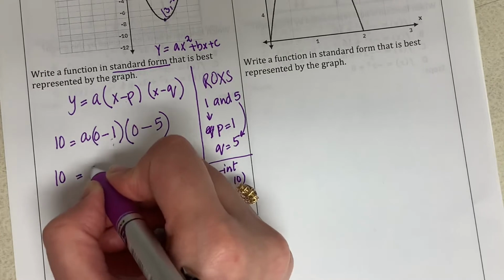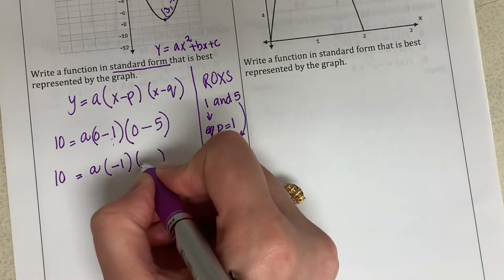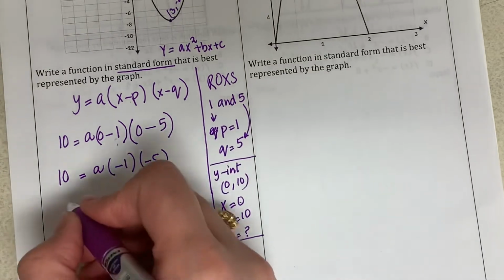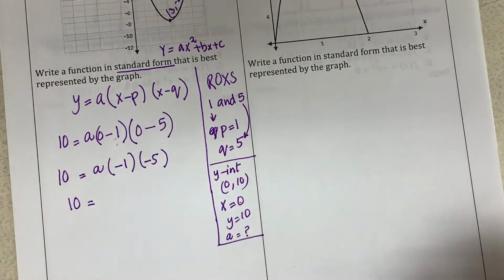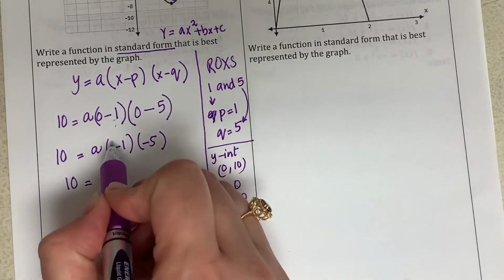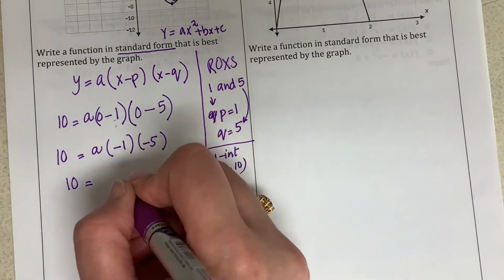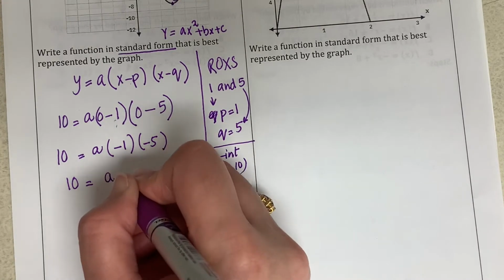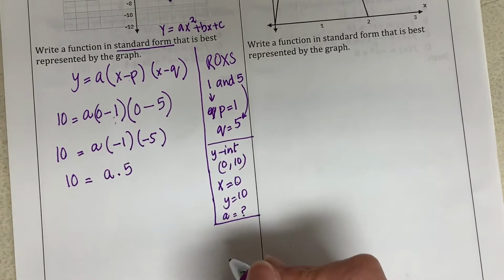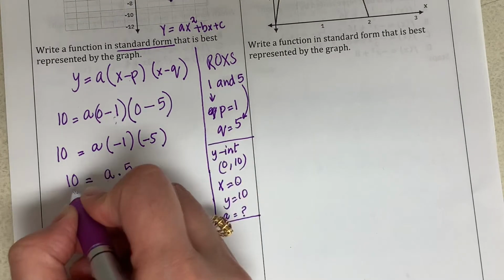10 equals A times 0 minus 1 is -1, 0 minus 5 is -5. I'm just simply doing PEMDAS over here. These two can be multiplied. -5 times -5 times -1 is +5. So this is basically +5. I need to find A, so that 5 needs to be gone.